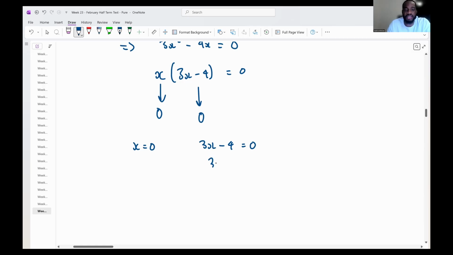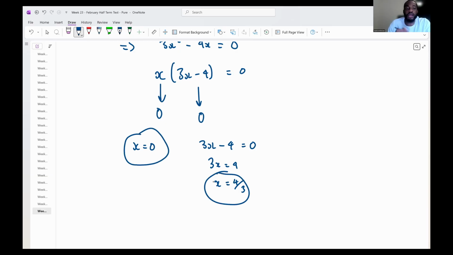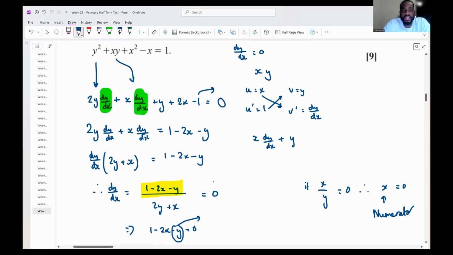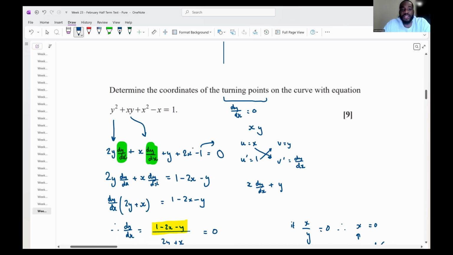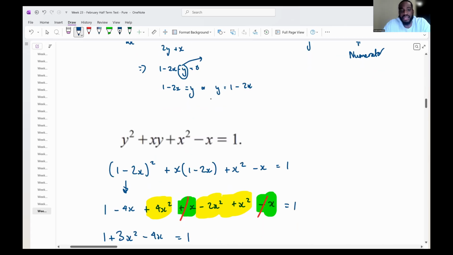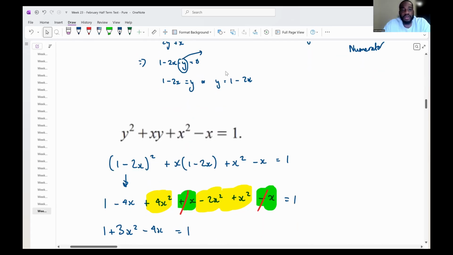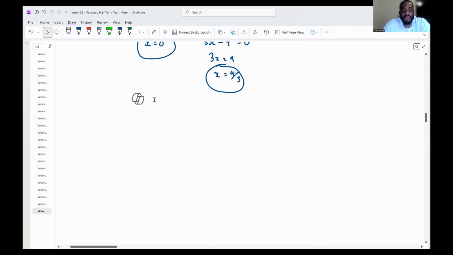But let's do it like this. 3x is going to equal 4. x is going to equal 4 over 3. So these are the values of x for when your derivative is 0, right? Where the turning points are of this curve. We need the coordinates. So we need to find out what y is. And again, we can use that substitution, y is equal to 1 minus 2x.